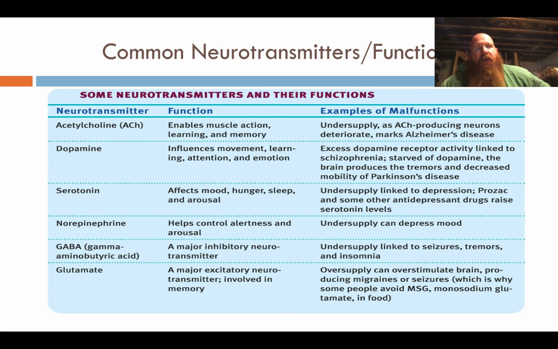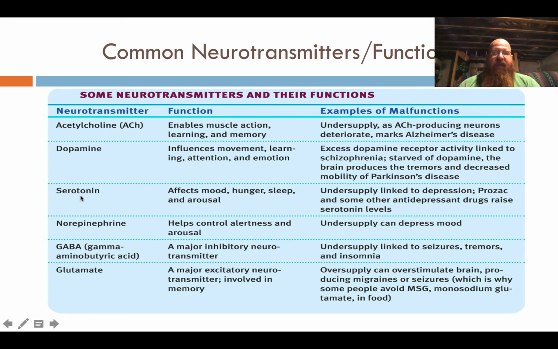All right, and here are the common neurotransmitters and functions. These are things that you will need to know, whether you memorize them, do flash cards or anything like that. But these need to be memorized. And there's actually one that's not on here that we're going to talk about. But this is the snagged part.